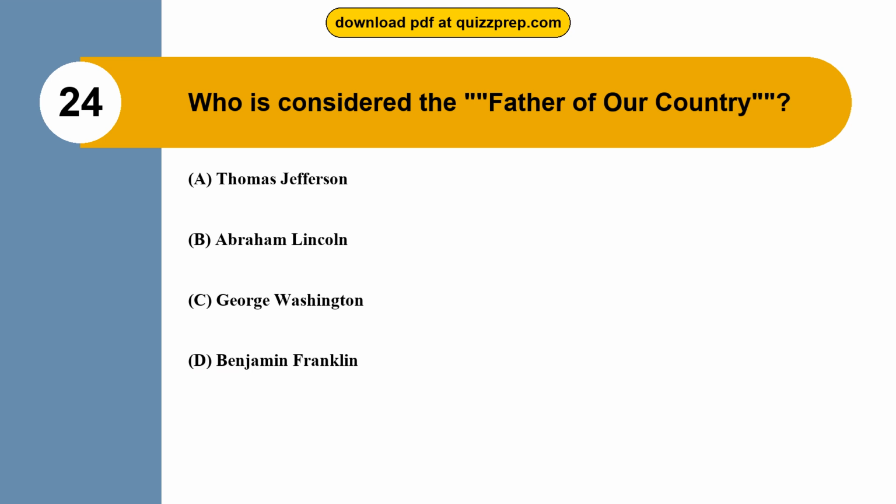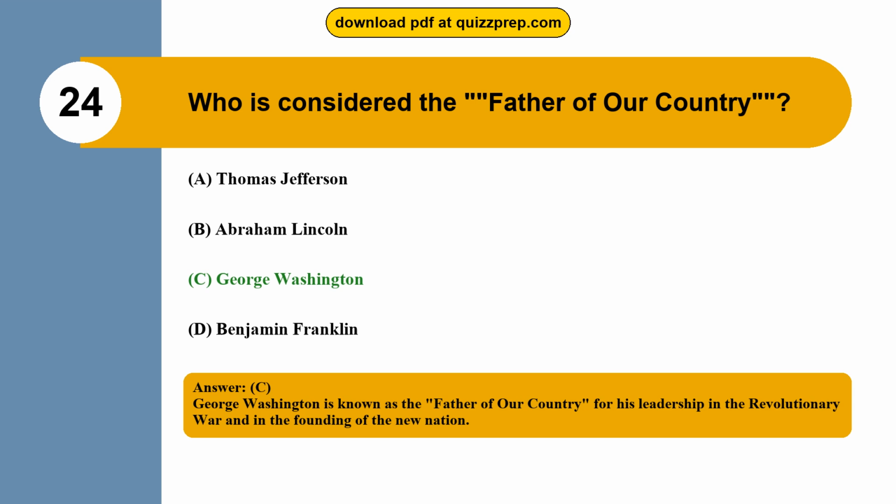Question 24. Who is considered the father of our country? Option A. Thomas Jefferson. Option B. Abraham Lincoln. Option C. George Washington. Option D. Benjamin Franklin. The correct answer is option C. George Washington. George Washington is known as the father of our country for his leadership in the Revolutionary War and in the founding of the new nation.